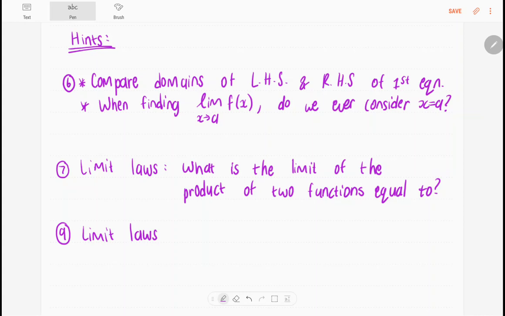Then for number 7, refer back to your limit laws. What's the limit of the product of two functions equal to? How else can we write that? By using the limit laws. And then for number 9, also try and use your limit laws to find those limits that you are asked for.